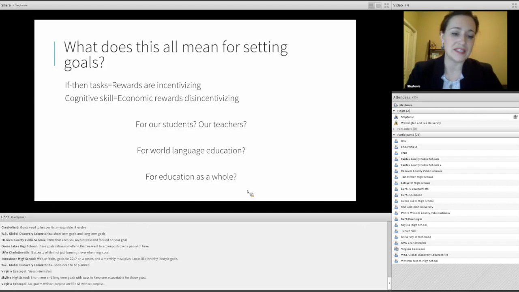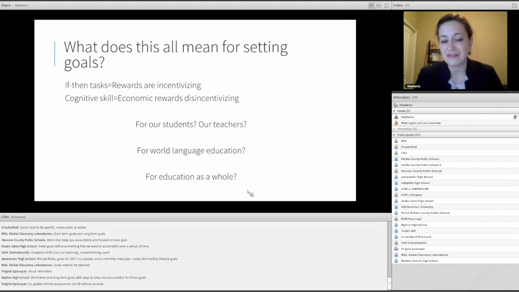He says in the book, we have this idea that really stuck out to me. If-then tasks, the rewards are incentivizing. So if you get all of these things correct on this quiz, I will give you 3 stickers. That's something that is incentivizing, unless, though, the test requires a lot of cognitive skills. And then these rewards are actually disincentivizing.